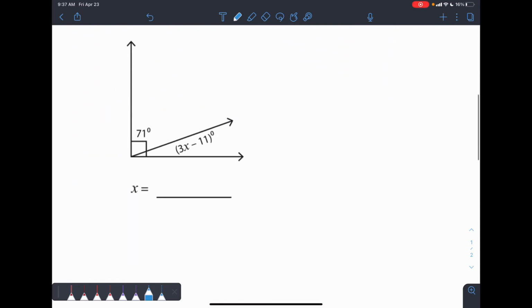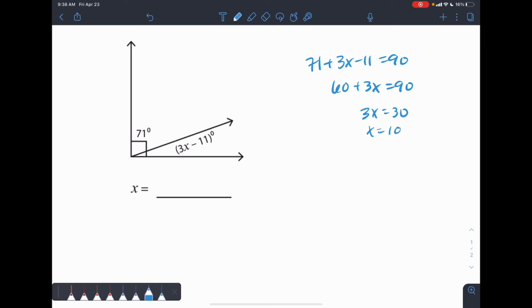So let's look at another example here. Rather than a linear pair, this is a complementary pair of angles. We know the sum here is 90, so our equation will be a little different. You can pause here, give it a try yourself. To solve this, we're going to say 71 plus 3x minus 11 is equal to 90. 71 minus 11 is 60, plus 3x is 90. Then we'll subtract 60 from both sides. So 3x is equal to 30, and x is equal to 10.